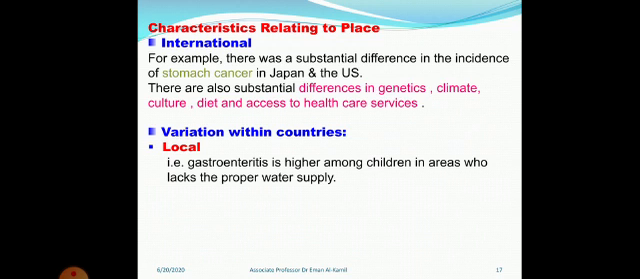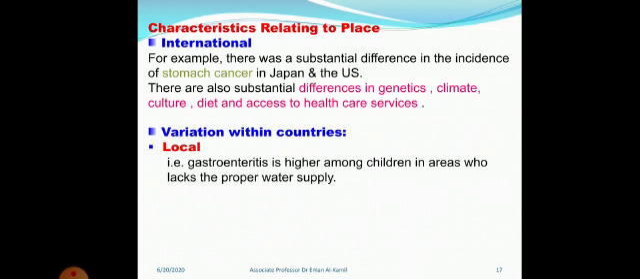Individuals in Japan are less likely to have, for example, stomach cancer. But when they go to the USA, they become more liable to have stomach cancer because of change in the culture, the environment, the diet, and the behavior. Or there may be variation within the country itself.